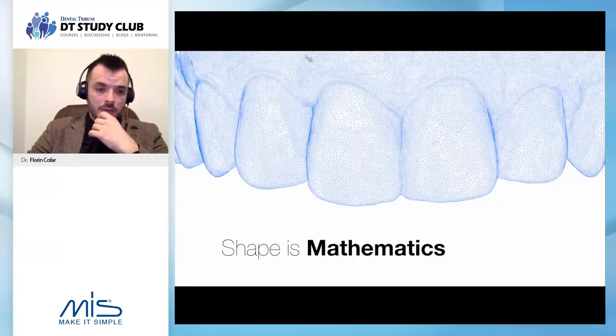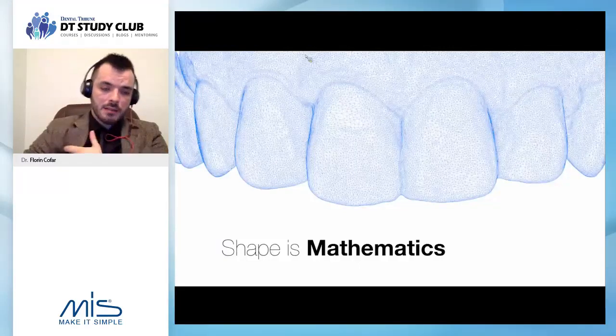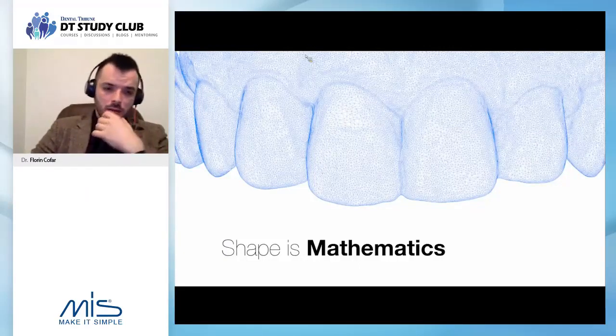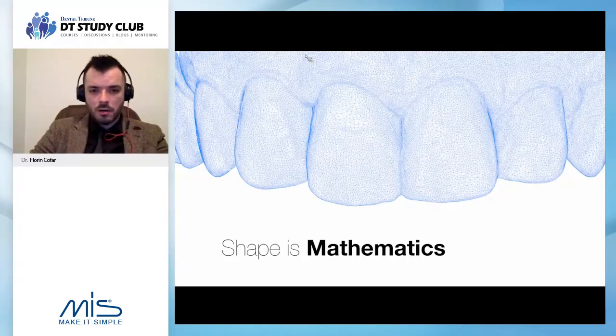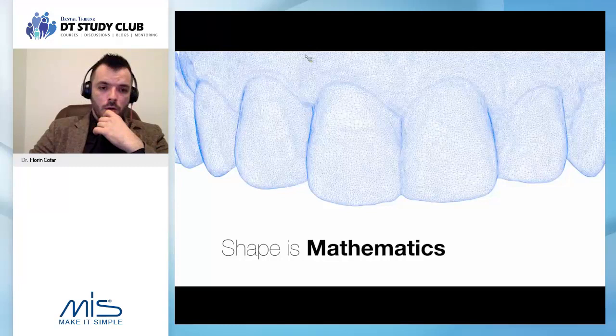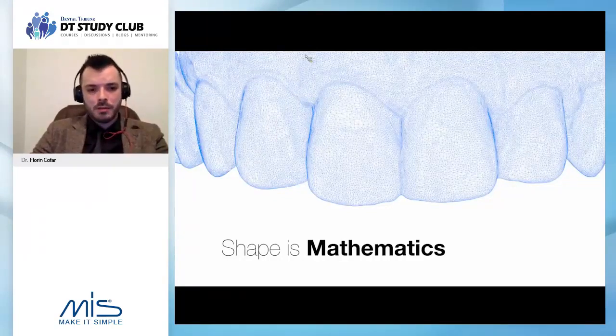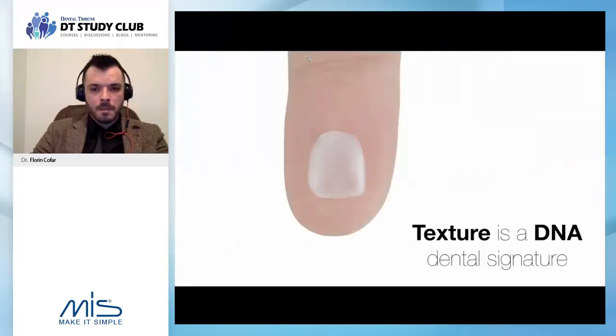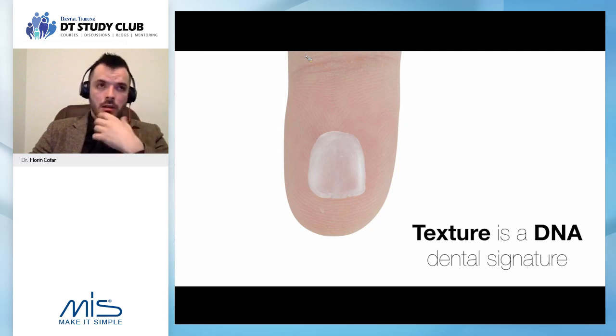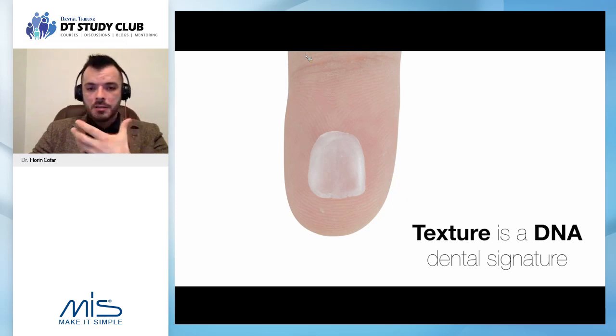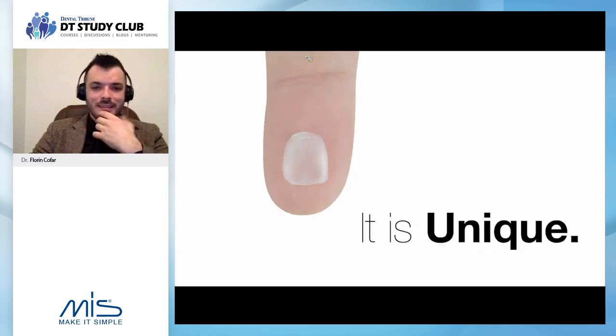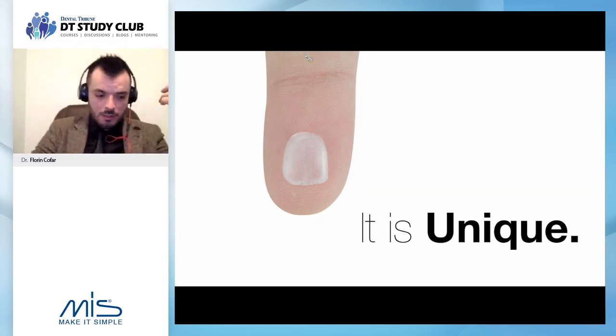Because if you understand what I'm saying, the core of aesthetics has always been shape. It's the same for a composite, for a veneer, for a crown, for pretty much anything. Now, shape is mathematics. Any shape you can translate into polygonal geometry. And if you look around us and understand this line of thought, we are among a universal library of designs that nature provides. Texture is basically DNA in a dental signature. It's unique. Every tooth nature ever created has always been different.